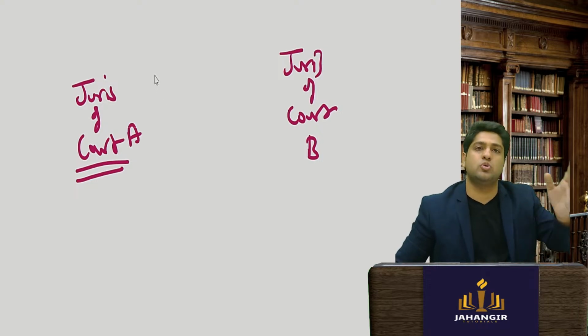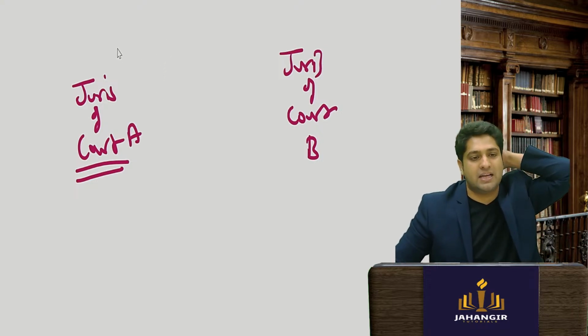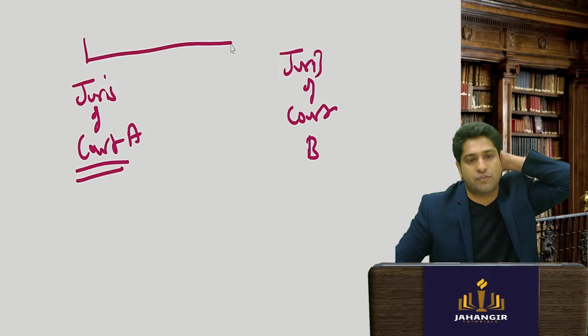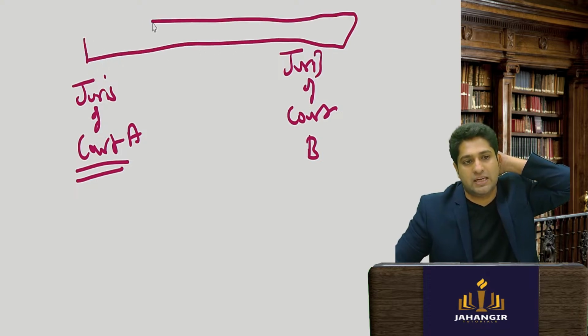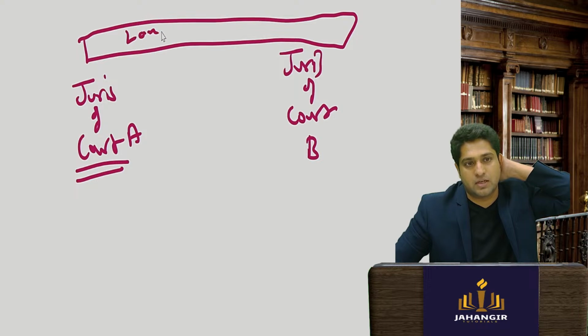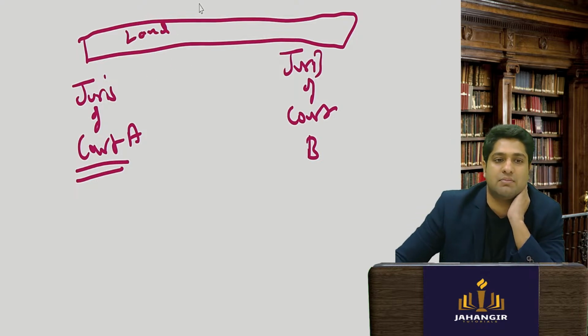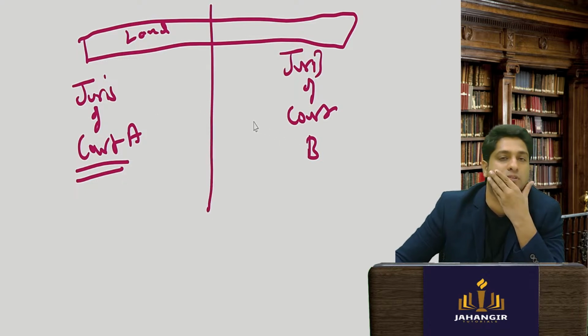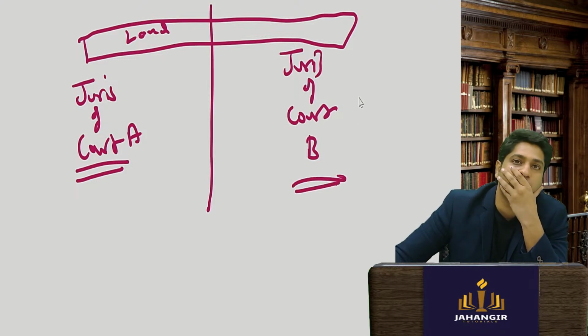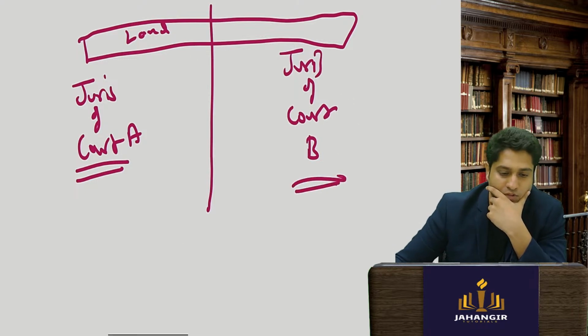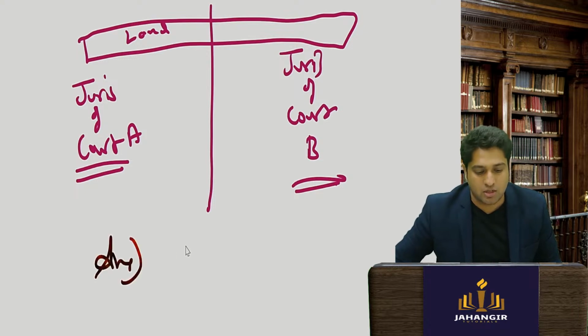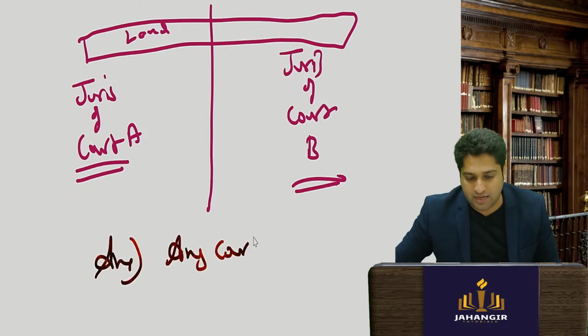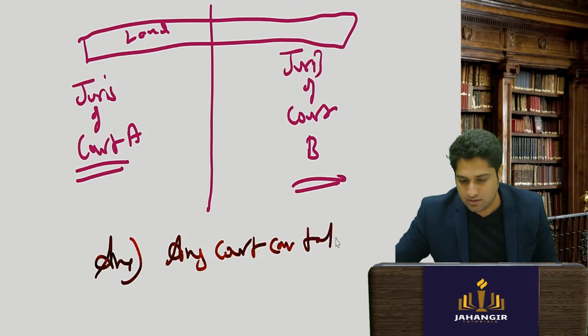Now how can the jurisdiction be so big? Sometimes, let's say it is a huge piece of land, acres and acres of land. It is coming in this jurisdiction, and also in this jurisdiction, and this one also. So which court will take it up, court A or court B, or any court? The answer is any court can take up the matter.